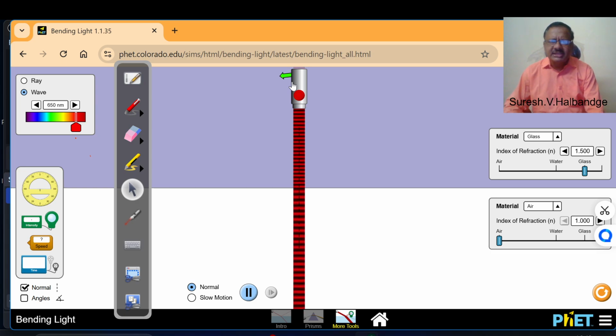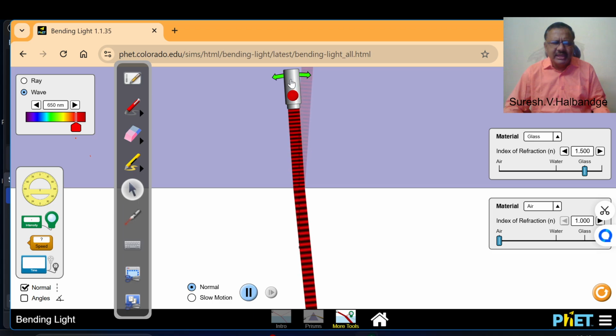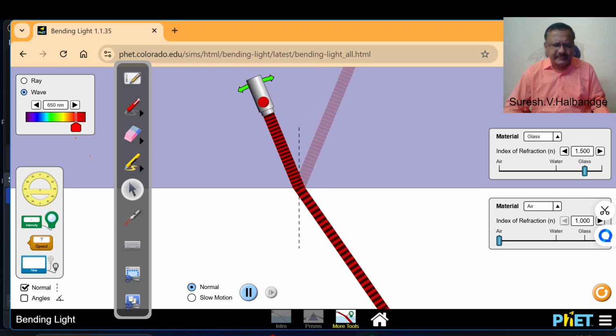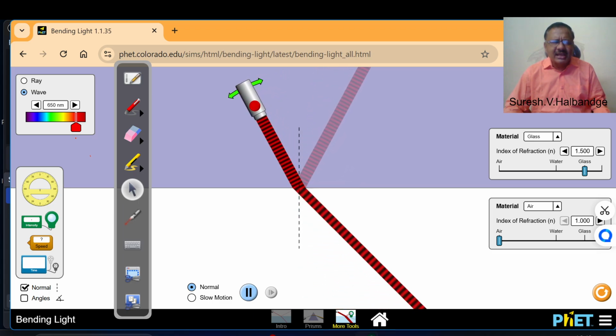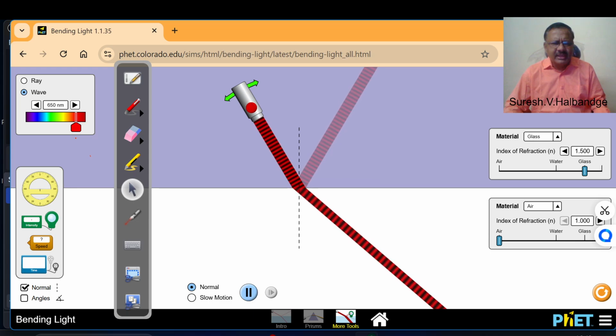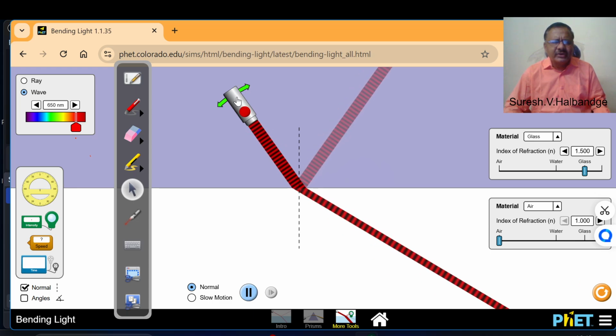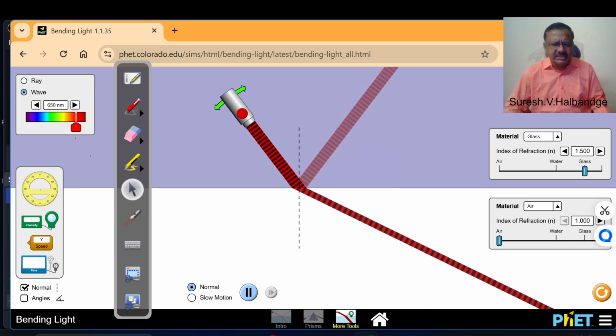Here Snell's law of refraction fails. Sine 0 upon sine 0 is infinity, and Snell's law becomes invalid. Now I'll slowly increase the angle of incidence. As the angle of incidence increases, the angle of refraction also increases.